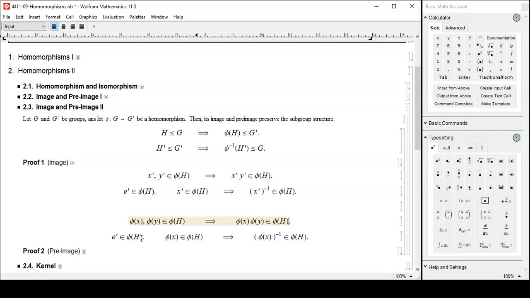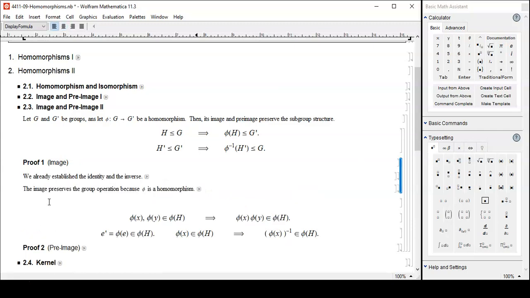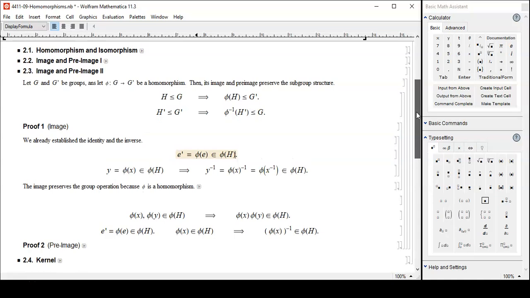And as for this one, any idea? Do you recall this? Sorry about the typo. Do you recall this? And as for this, do they ring any bell? I hope they do. Okay, here we go. We already established the identity and inverse. Phi preserves the identity, so E prime is phi of E, so yes, E prime belongs to phi of H. So that one checks.